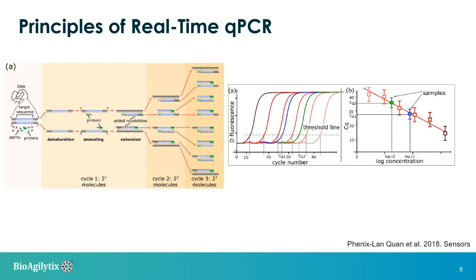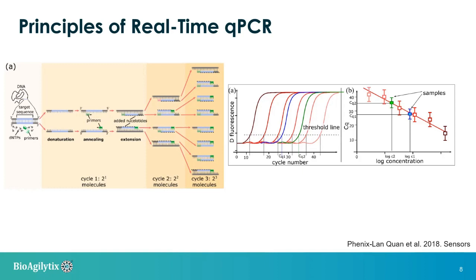And as the target sequence is amplified over these cycles, it generates a fluorescent signal that's captured during each PCR cycle. So as the number of copies increases during the reaction, so does the fluorescence, and it indicates the progress of the reaction as seen in this graph here.